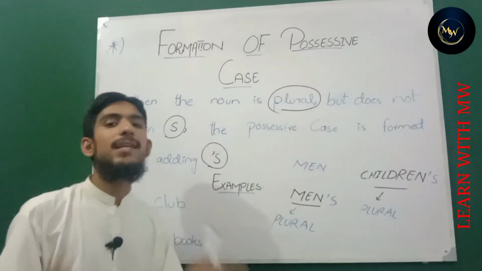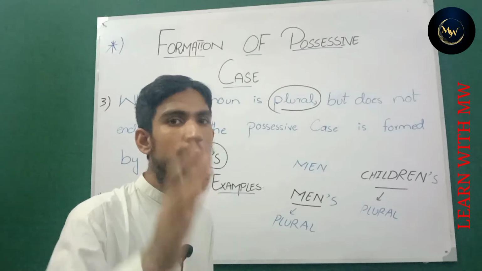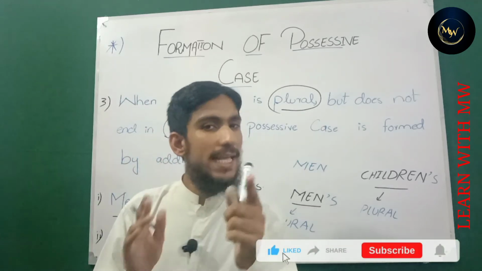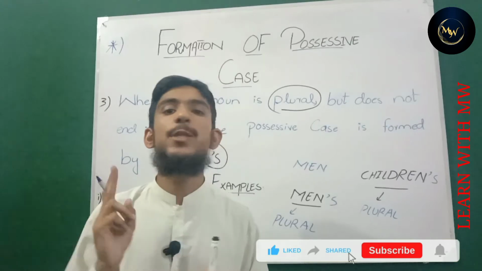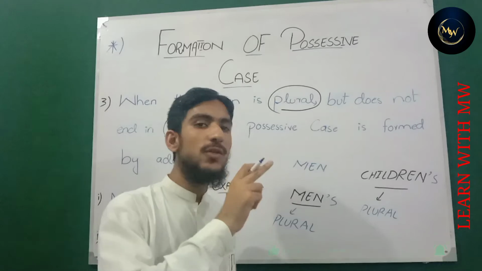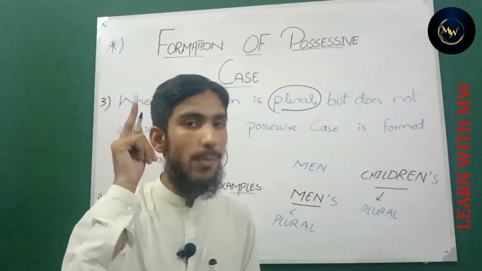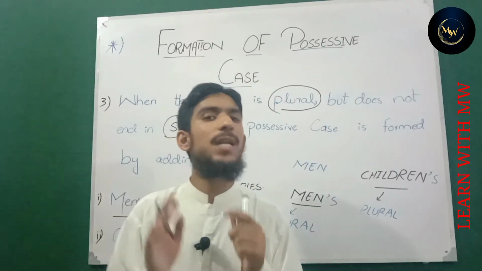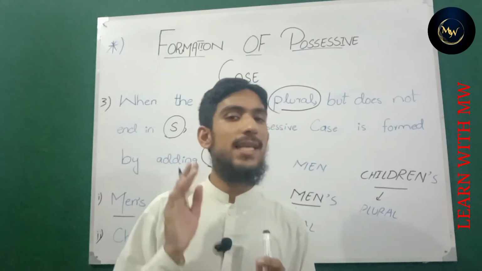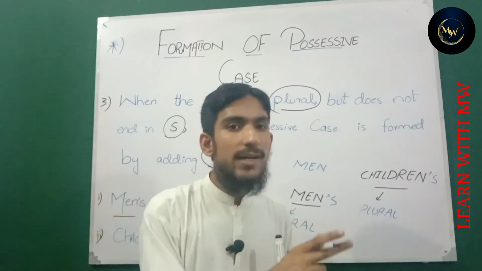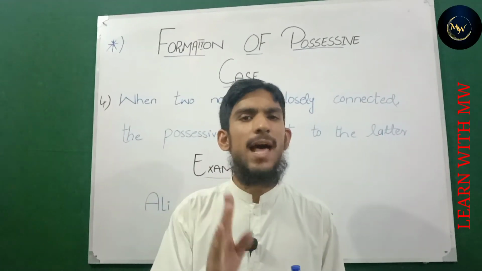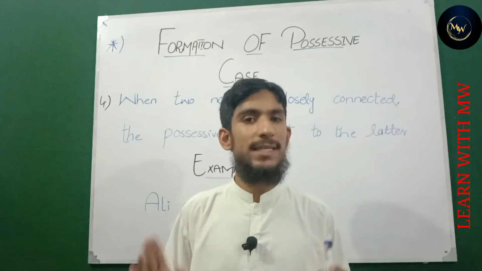So viewers, in the third technique we have learned that when the noun is plural and it does not end in s, then its possessive case is formed by adding both apostrophe and s to that plural. So up till now we have discussed three techniques of how possessive cases are formed. Now we will discuss the last technique of formation of possessive cases.